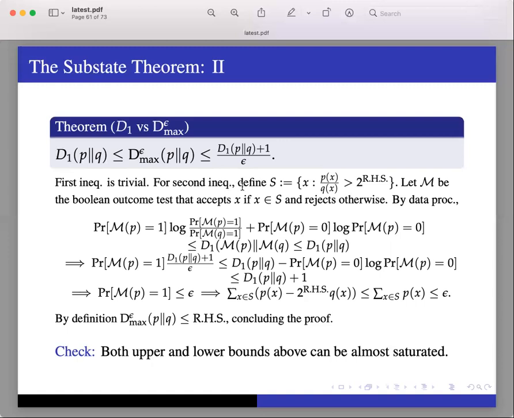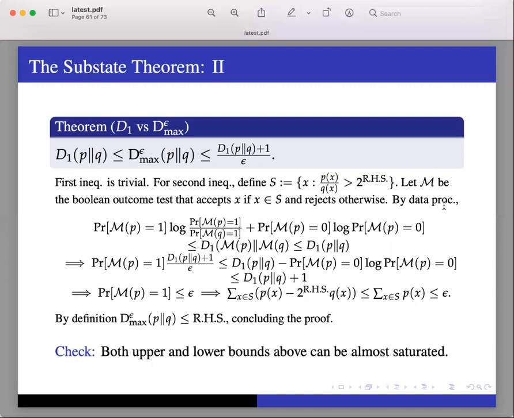So let's try to prove this. For the second inequality, let's define this subset of the sample space, S. So S is the set of those symbols X where the ratio Px by Qx, the likelihood ratio, is larger than 2 to the right-hand side. So this is the right-hand side, this full thing, D1 plus 1 divided by epsilon. This is the RHS. So I'm picking out those symbols X where the likelihood ratio is larger than 2 to the RHS. Now, let N be the Boolean outcome test that accepts X if X lies in the set S and rejects other ones. So this is a 0-1 test. All X's which lie in S are accepted with probability 1. All X's that are outside S are accepted with probability 0. So it's a 0-1 test.